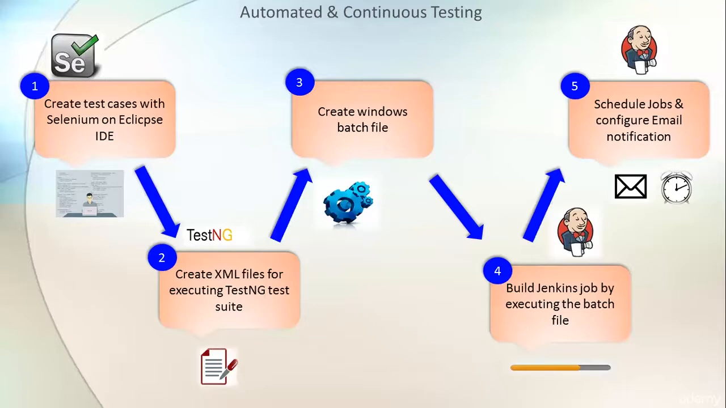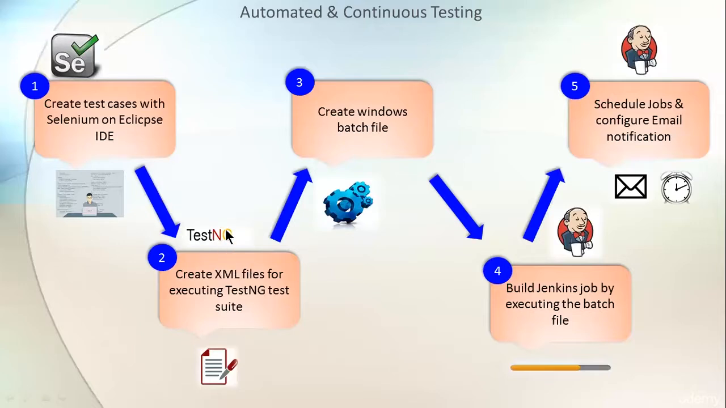TestNG easily converts our source code into an XML file, and that XML we are going to use to create a script. If we are operating on Windows, we'll create a batch script. If we are operating on Linux, we'll create a shell script. So this script is going to be created from the XML file, and this XML file will be generated from TestNG.